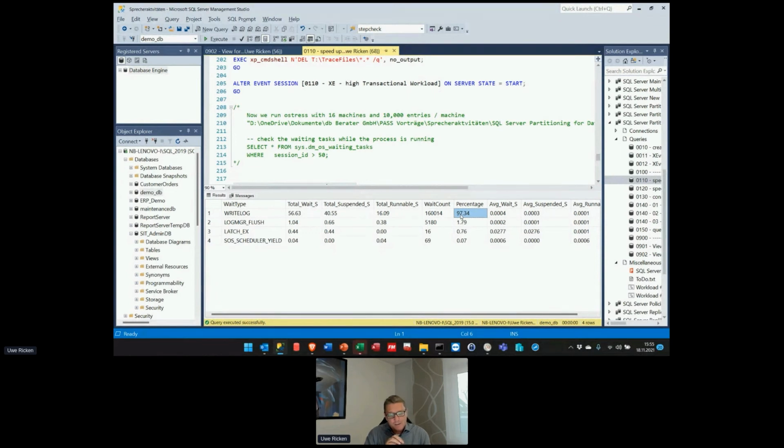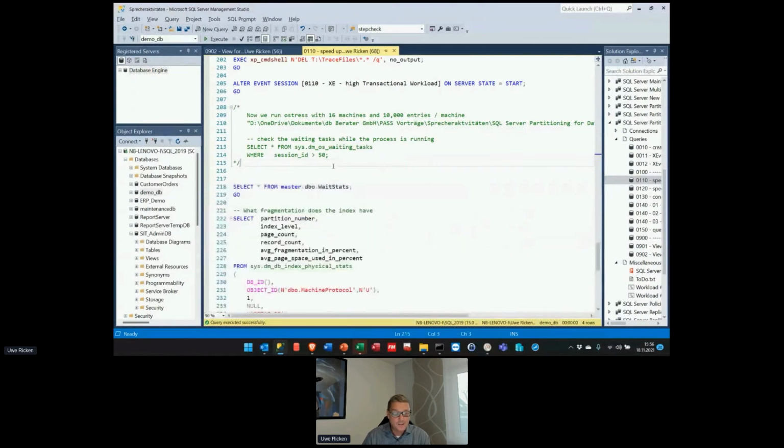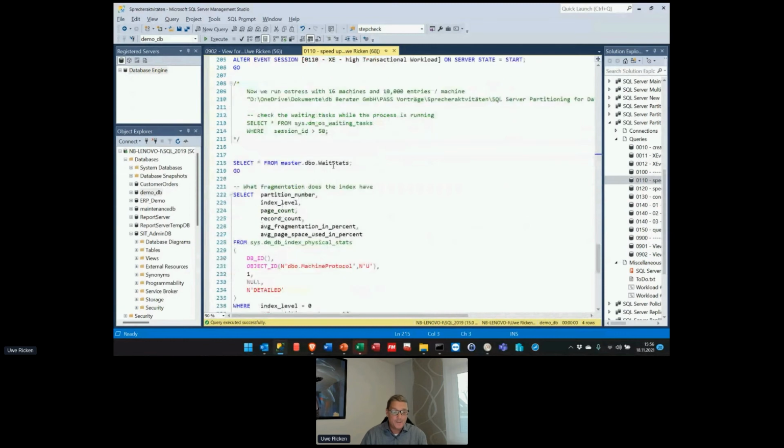We were finished in less time, but all of the time, or 97% of the time, we were only waiting to push the data into the log file. That's it. But no more contention where we have to wait to get a lock on a resource. And this is a really impressive point.